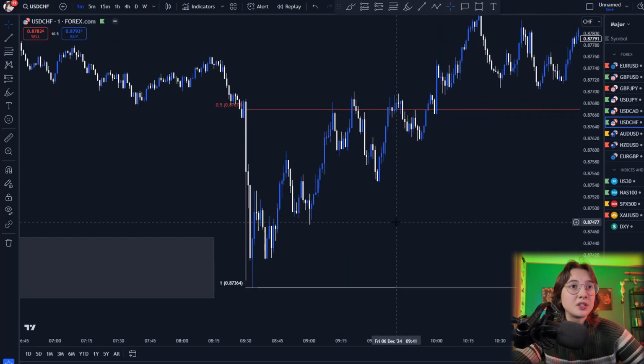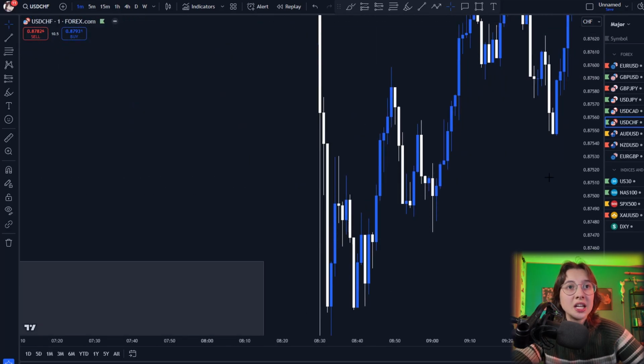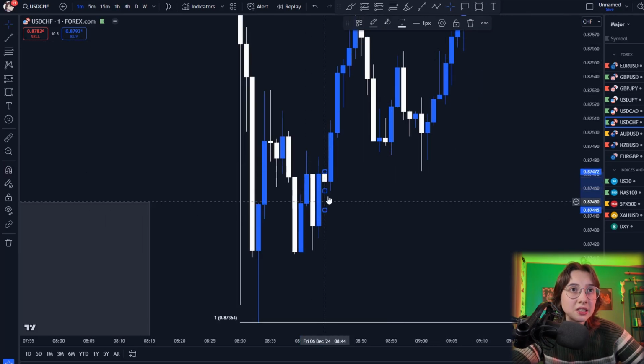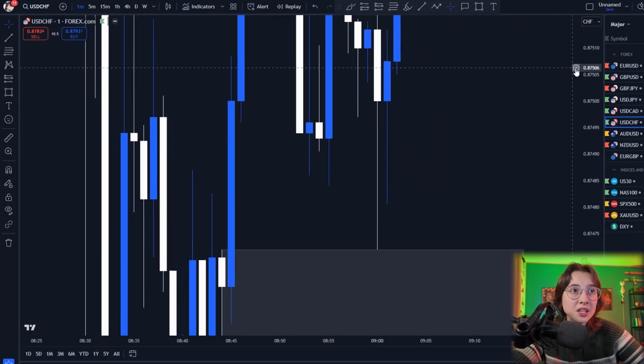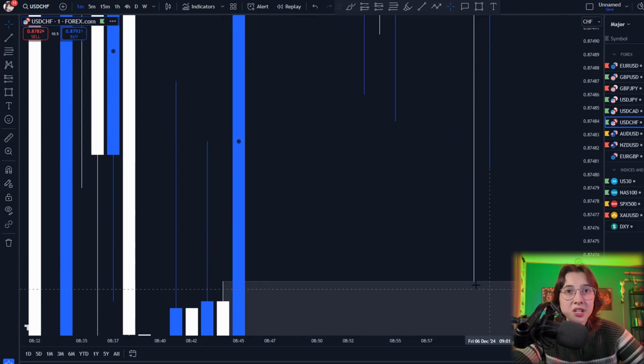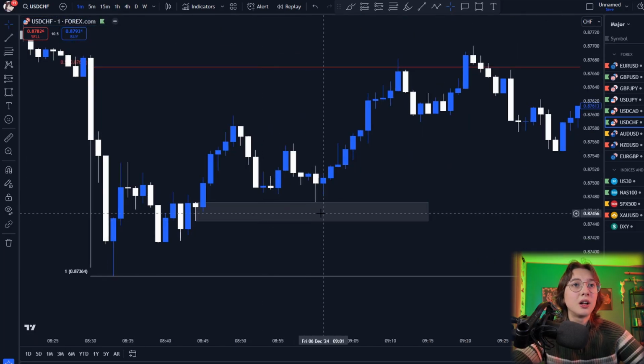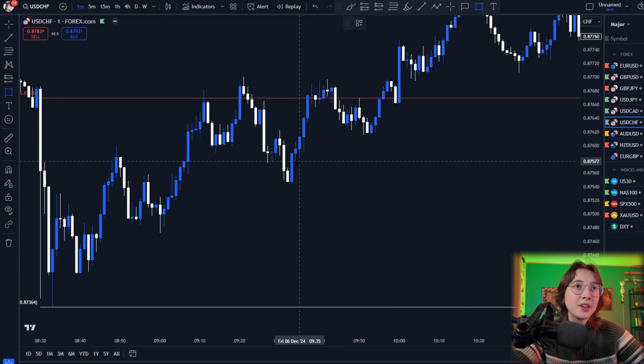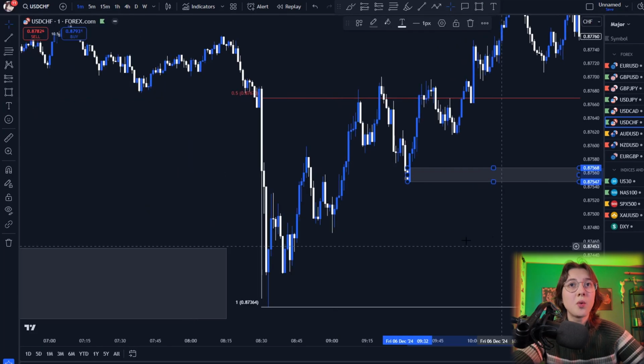Usually on the 1 minute, it's where the most extreme POIs are situated. Right here, this one looks already mitigated. So let me see. Yep, as you can see, no imbalance here. So already mitigated. Doesn't count. If not, we have this 1 minute POI.